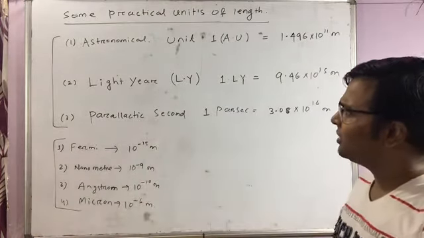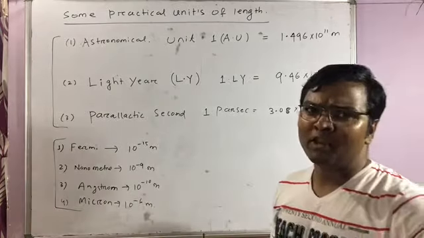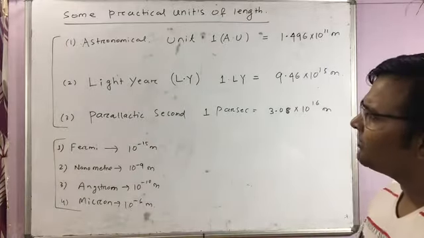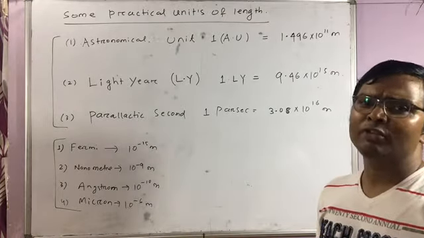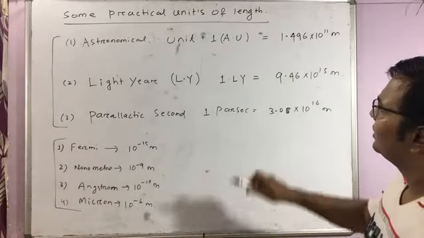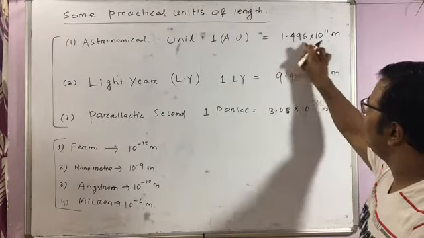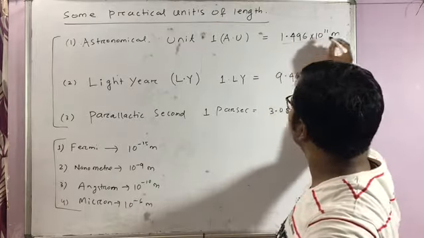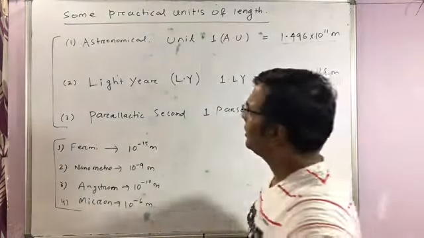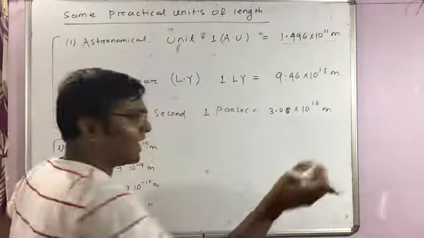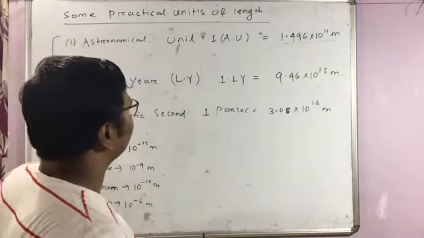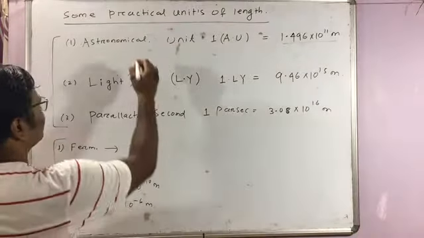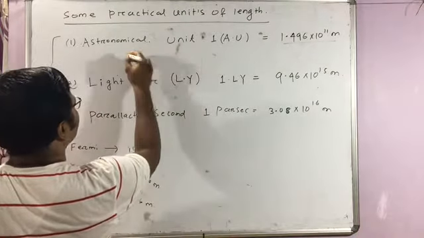Basically we are using these three. One is your astronomical unit. One astronomical unit is actually defined as the average distance between your sun and earth. This is coming to be 1.496 × 10^11 meter. This value you can find out by taking the idea that the light takes approximately 8 minutes to reach earth from the sun. So you can calculate the distance.